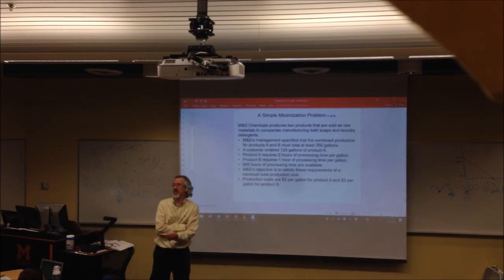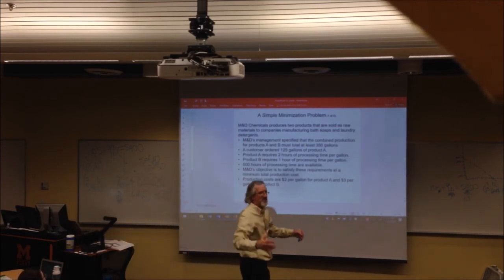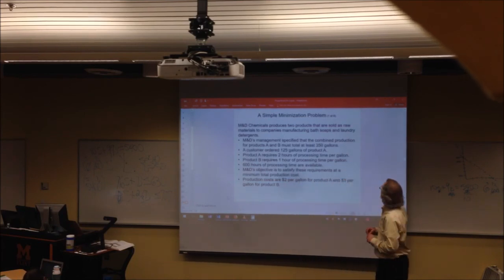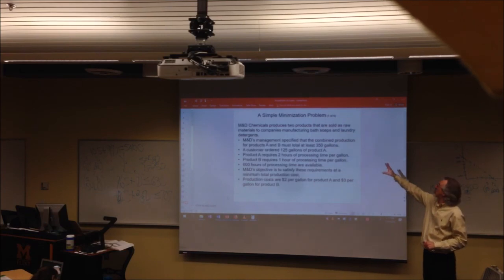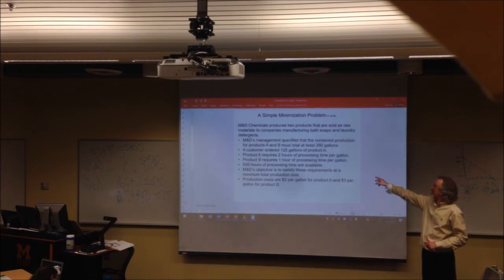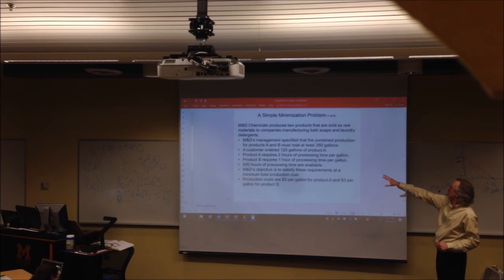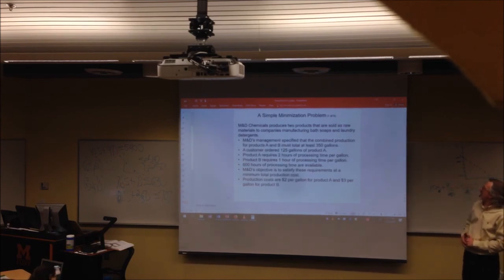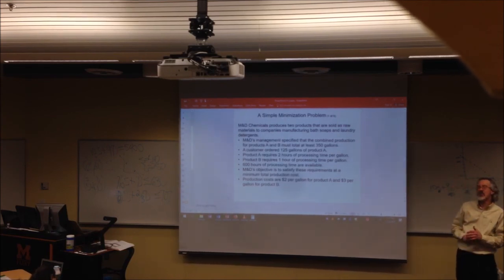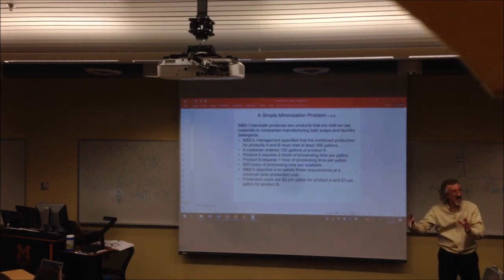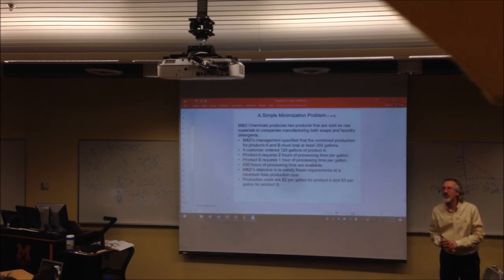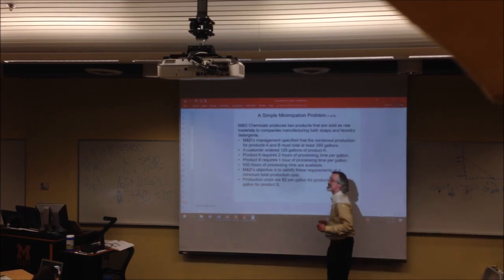This company is making chemicals that they sell to other companies that use them in their processes. These are liquid chemicals, two of them: chemical A and chemical B. The companies they sell these to are making soap and laundry detergents. M&D is the company, and the management said we want to specify a combined production of chemical A and chemical B so that when we decide how many to make of each, they'll total 350 gallons at least.